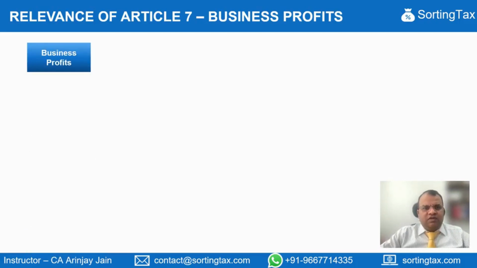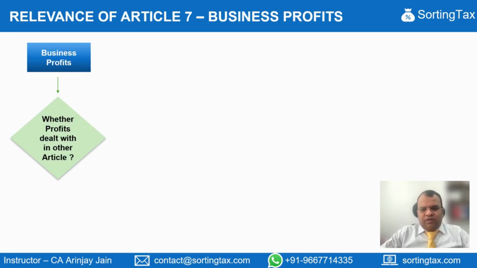So the first question is, what is the relevance of Article 7, business profit? When you look at business profit, these are something which can be either dealt with in Article 7 and Article 5, or maybe something which are provided in some of the other articles. For example, if a company is into consulting business, the profits it earns may be taxable under Article 12, royalty or fee for technical services.